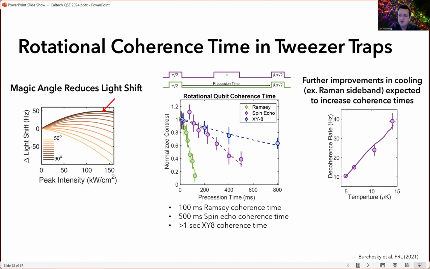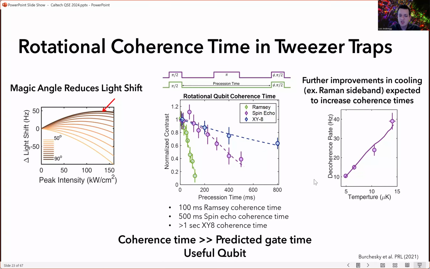The other thing that's interesting is that if you look at this coherence time versus the temperature, you can see that it scales linearly. This means that in the future, if we're able to further cool these molecules down, we'll be able to achieve even longer coherence times. Nevertheless, the coherence times we achieve are already significantly longer than the predicted gate times. So in essence, we've already created here a useful qubit.